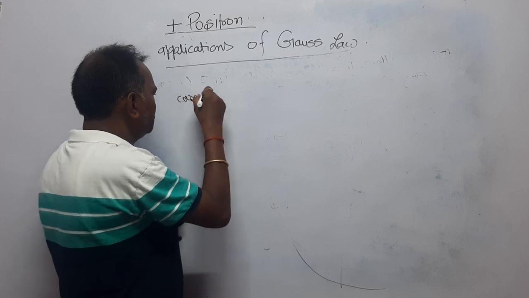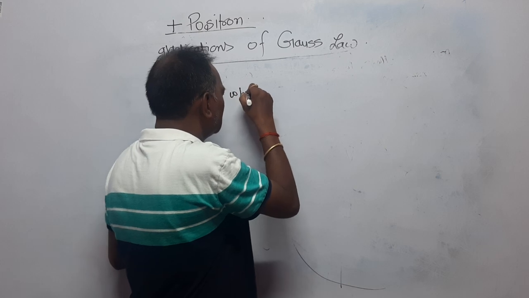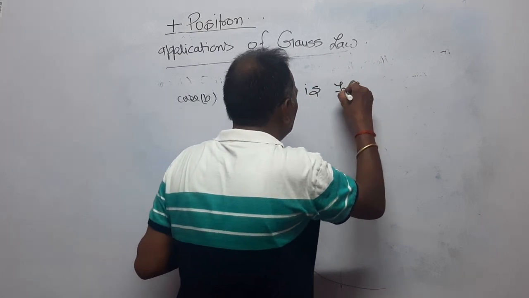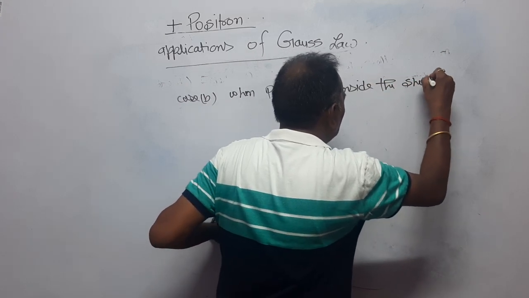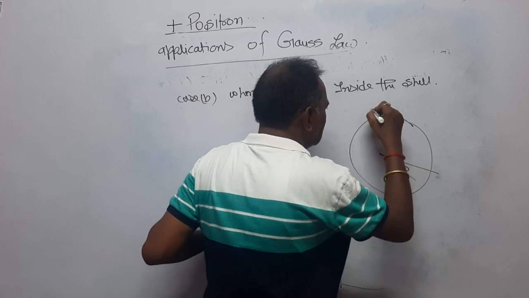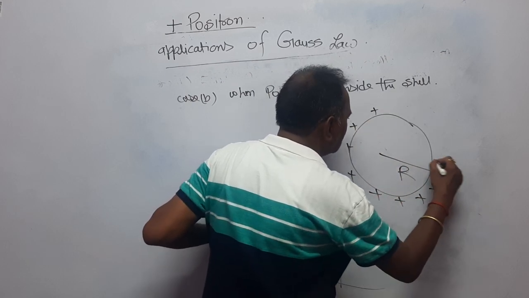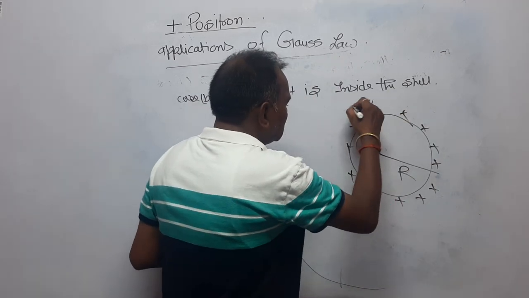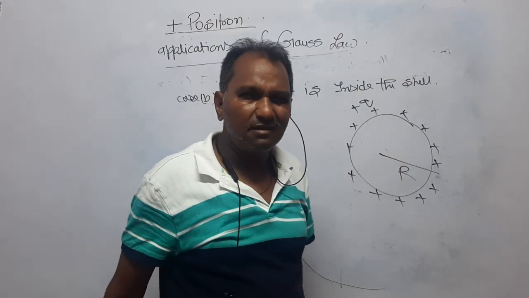The case B, or second case, is when the point is inside the shell. This is the shell, it has radius r, and charge Q is distributed on the surface of the shell, because inside the shell it's empty, right? This is plus Q distributed on the surface of the shell, and inside the shell is empty.